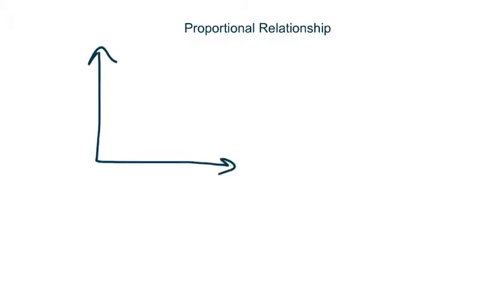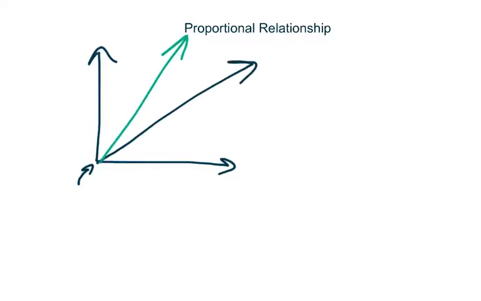Graphically, here's your origin right here, and it could be a straight line like this, it could be a straight line like this, or it could be a nice flat straight line like this. These are all proportional. The green, blue, and black lines are all straight, and they all pass through the origin.